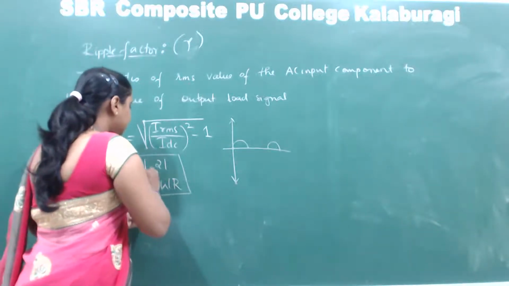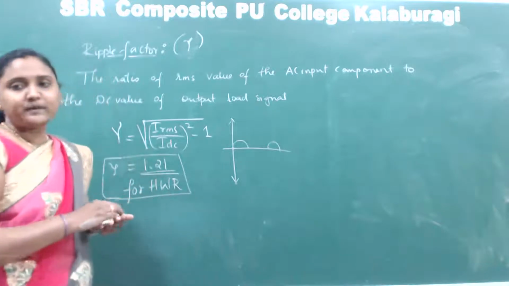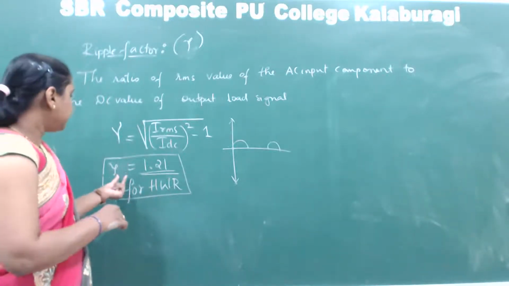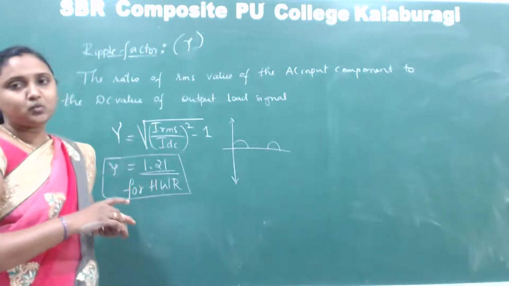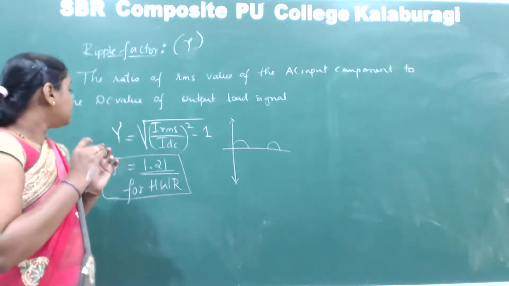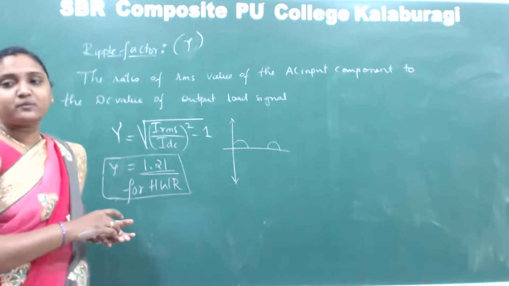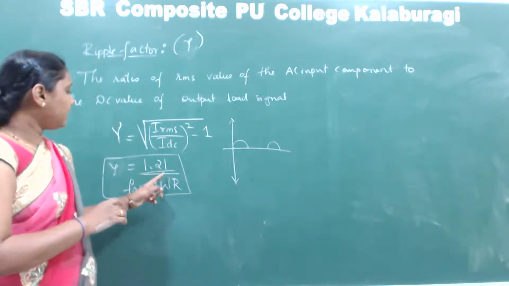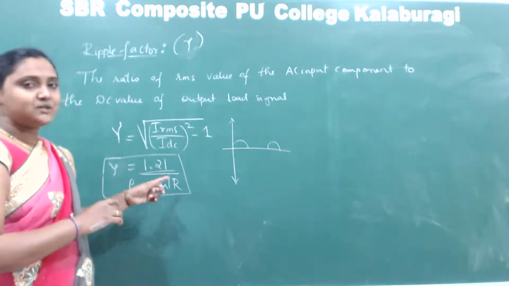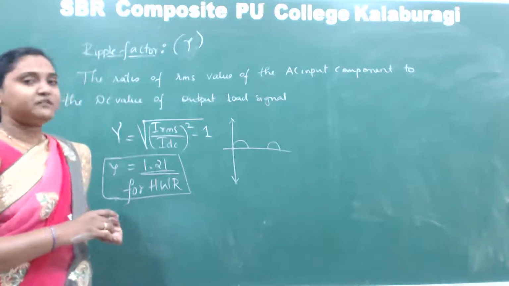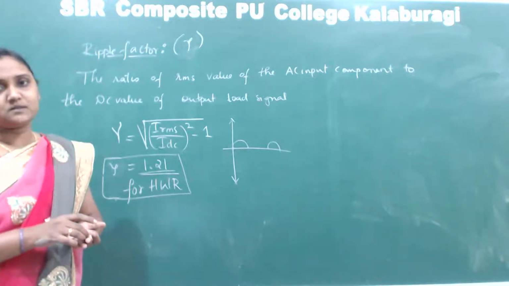You have to remember this value, 1.21. It is a unitless quantity. So the ripple factor gamma for a half wave rectifier is 1.21. This is a very commonly asked 1 mark question: what is the ripple factor for a half wave rectifier? 1.21 is the answer.